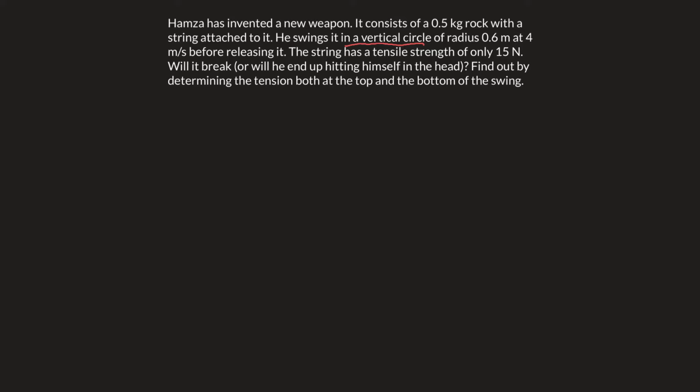The radius of the circle is 0.6 meters, and it has 4 meters per second of velocity before releasing it. The string's got a tensile strength of only 15 newtons. So the question here is, will it break and will he end up hitting himself in the head, or where will the rock go? Essentially what we're determining is the FT, or the tension, in the string at the top of the rotation and at the bottom.